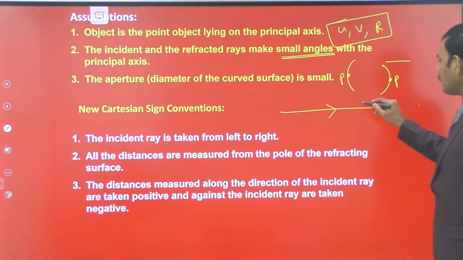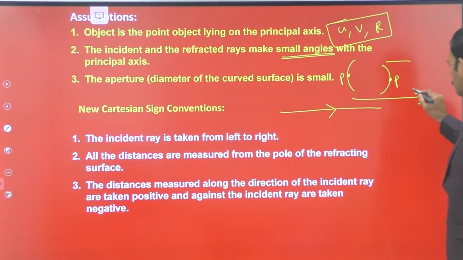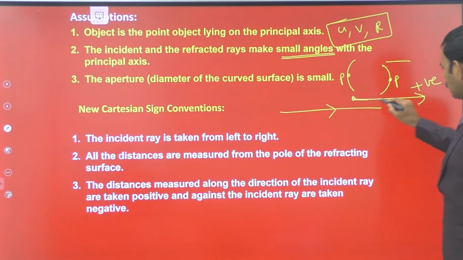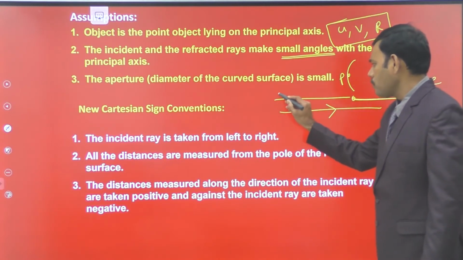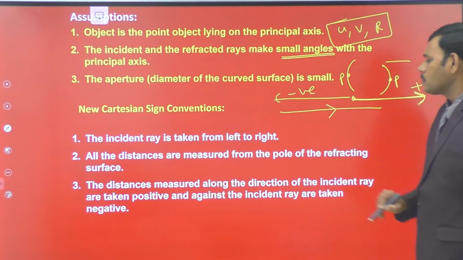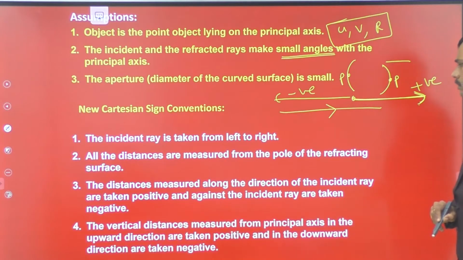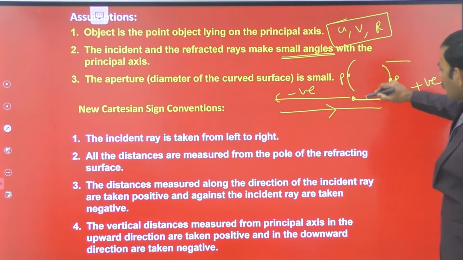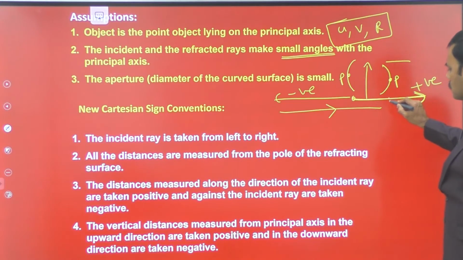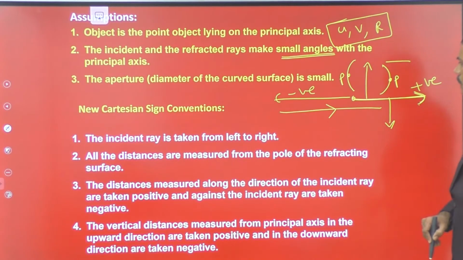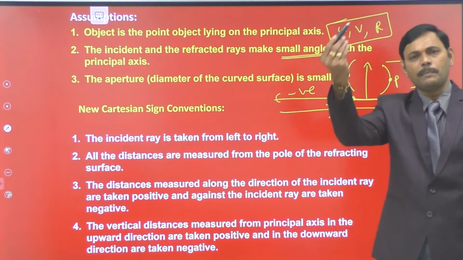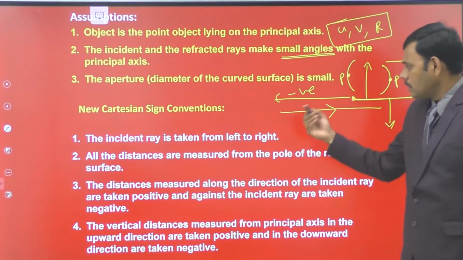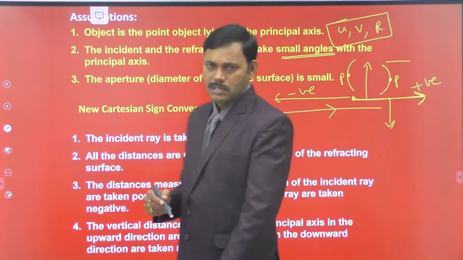Distances measured along the direction of light from the pole are considered to be positive. Distances measured from the pole along the direction of propagation of light are taken as positive. Distances measured in the opposite direction to the propagation of light are taken to be negative. Similarly, by taking the principal axis as the reference line, distances measured in the upward direction, above the principal axis, are positive, and distances measured in the downward direction, below the principal axis, are negative.